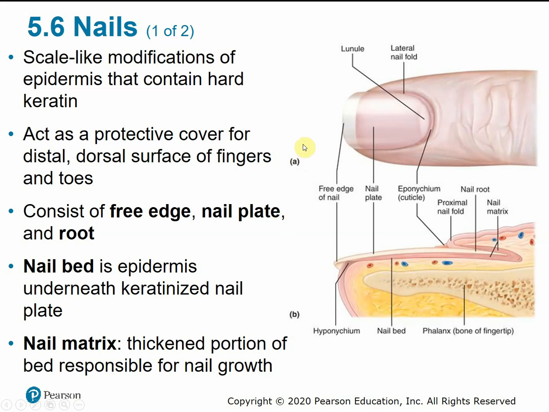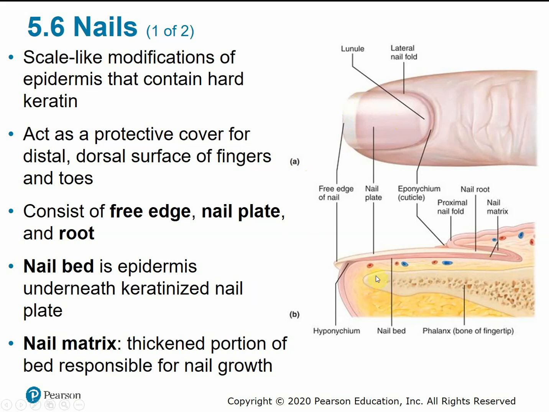Main parts of the nail include the free edge, so this would be the part of your nail that you have to clip. The nail plate is the body, or the main portion of the nail that you would paint when you paint your fingernails. And the nail root, which is the anchor of the nail itself to the matrix.